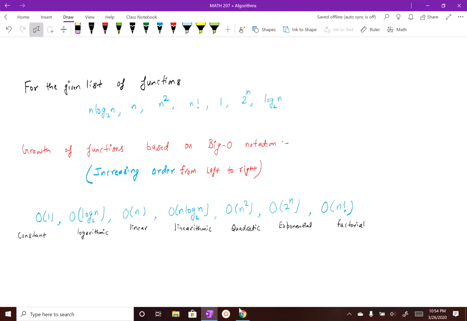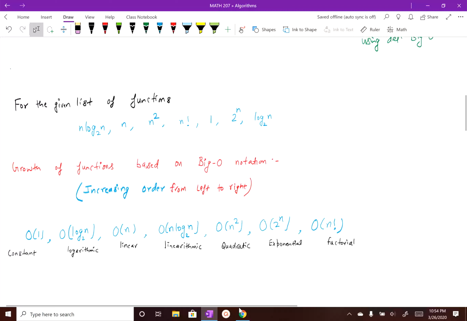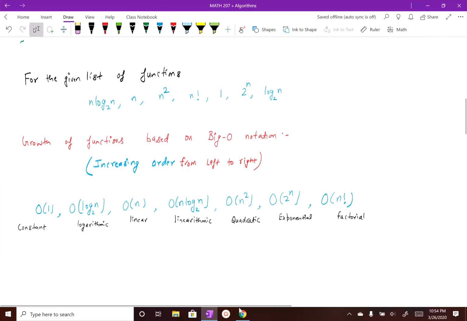We can look at one example. Suppose we have this given list of functions, where the first function is n log n with base 2, n square, n factorial, 1, 2 to the power n, and log n with base 2. Can you put them in increasing order based on their growth?